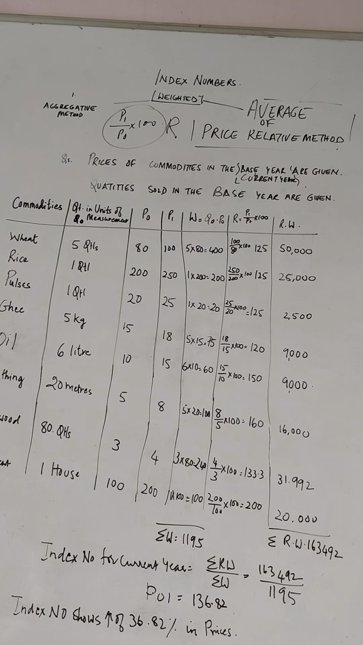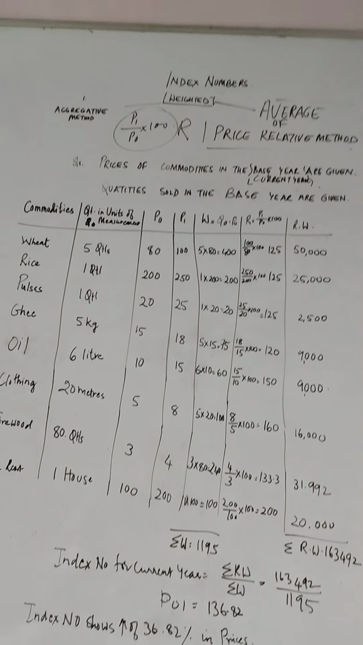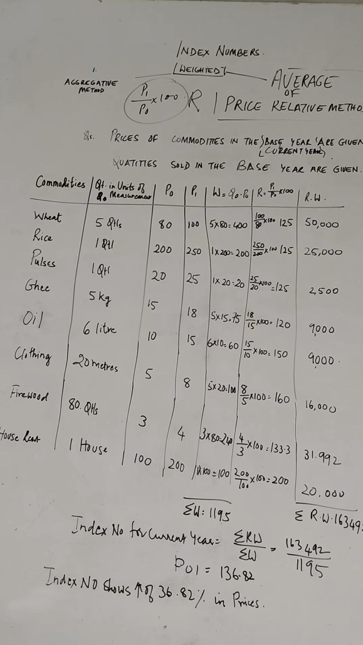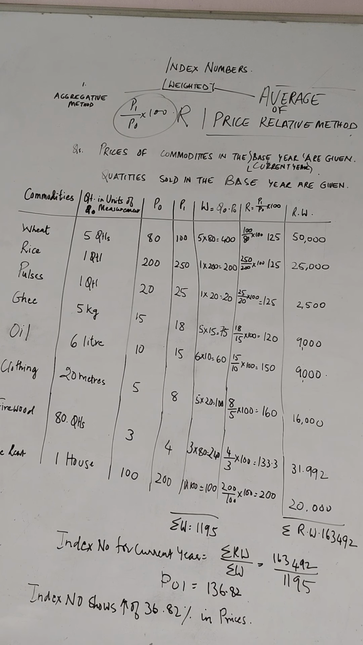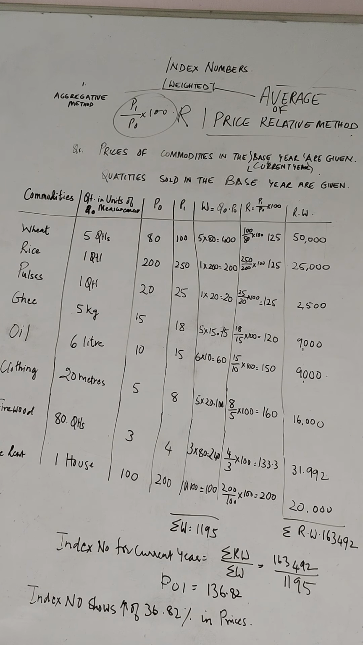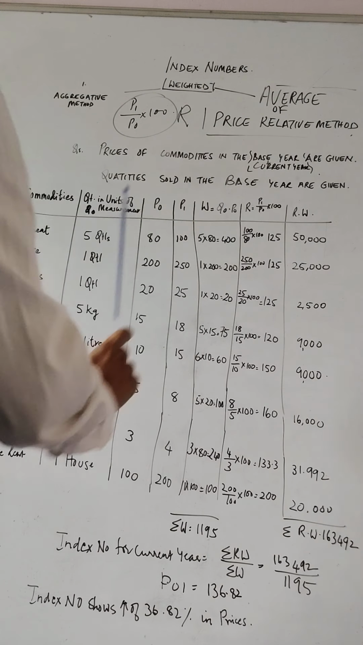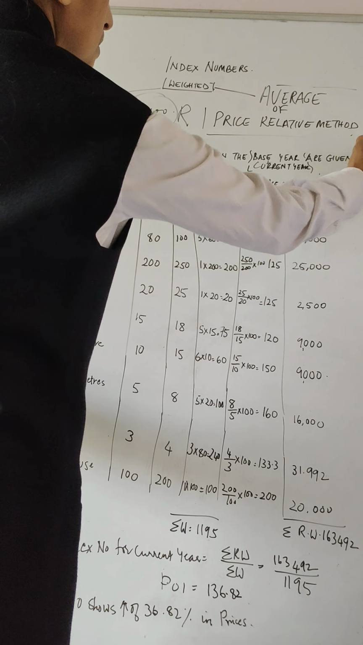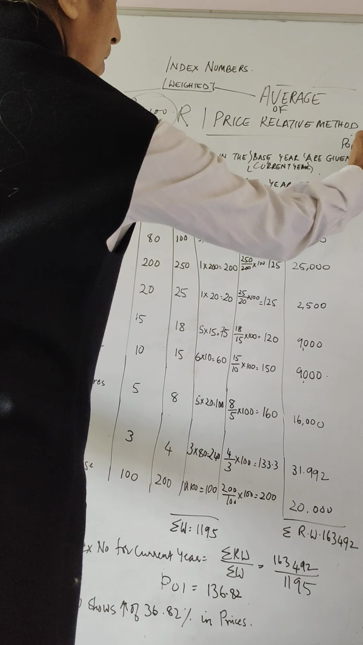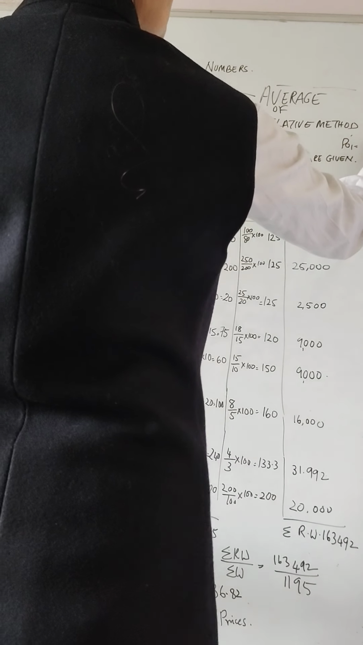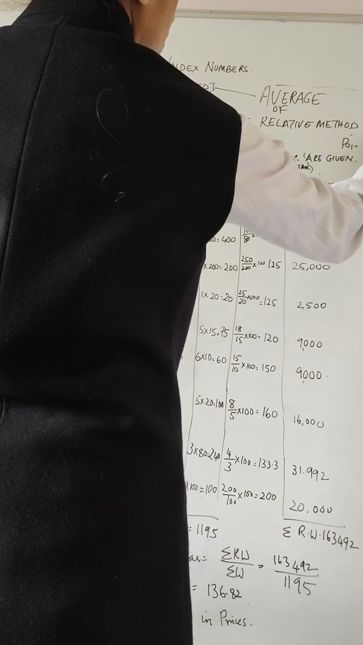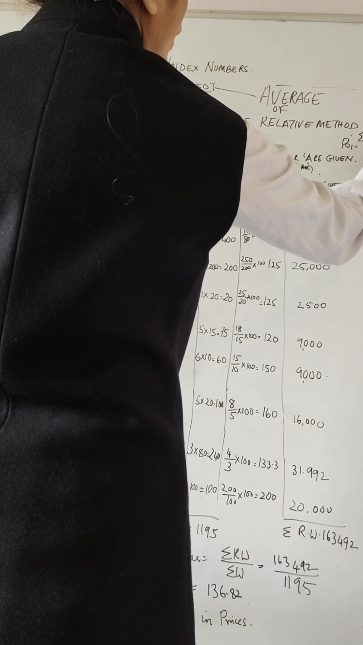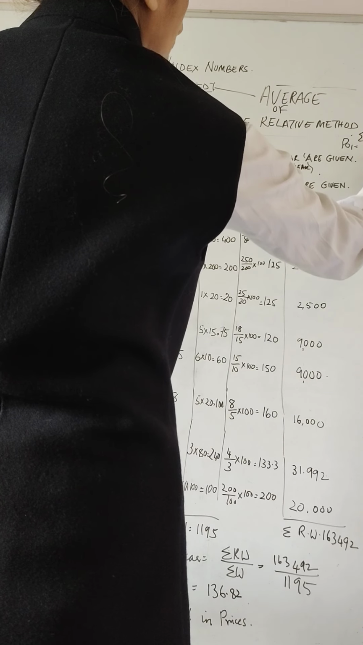Let me just explain this as we go on, and I'm sure you can see the board. So we are doing the weighted average of price relative method. Let me also write down the formula. The price index of the price relative method is equal to sigma R into W divided by sigma W.